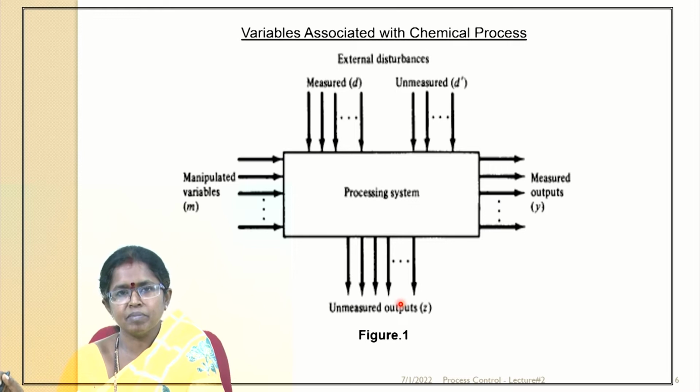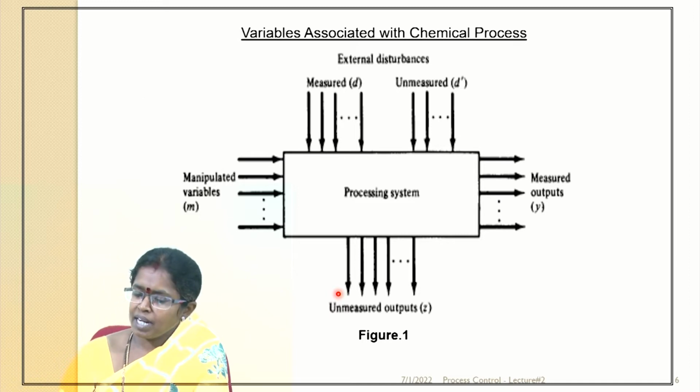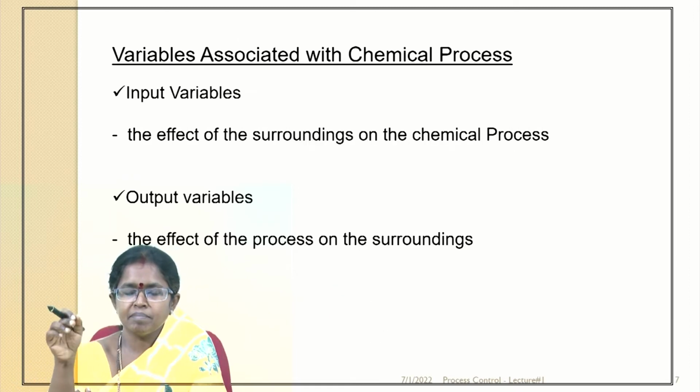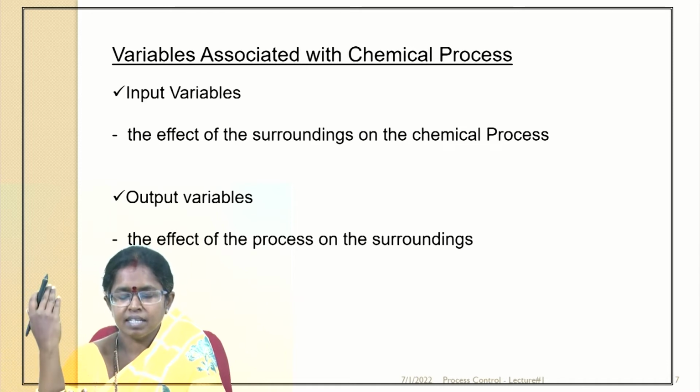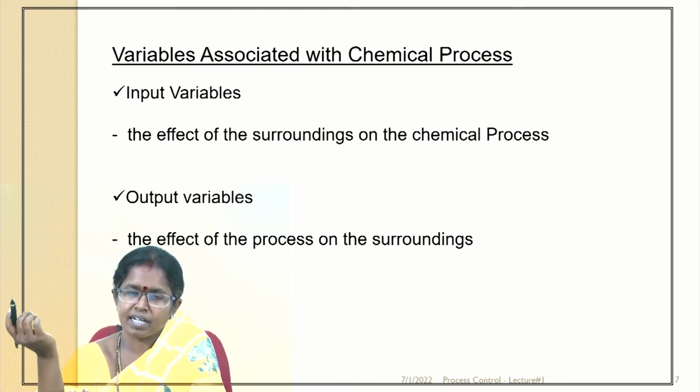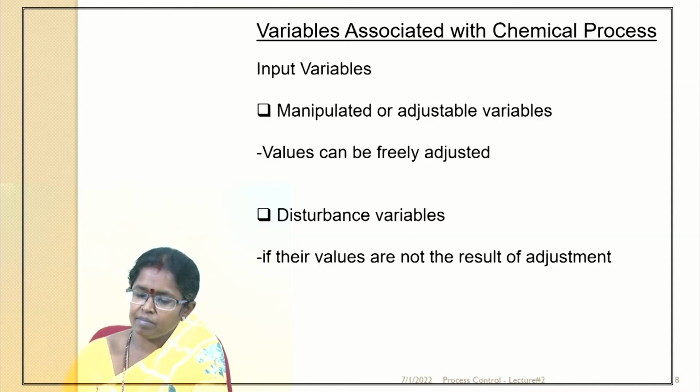What is the meaning of measured outputs? By using a sensor or transducer, you can measure these output variables or the process variable, whereas these variables cannot be measured by using a sensor or a transducer. That's why they are called unmeasured outputs. I hope you are already aware of what is meant by manipulated variable and process variable. These variables we already discussed in lecture 1. Once again I am recalling the variables.